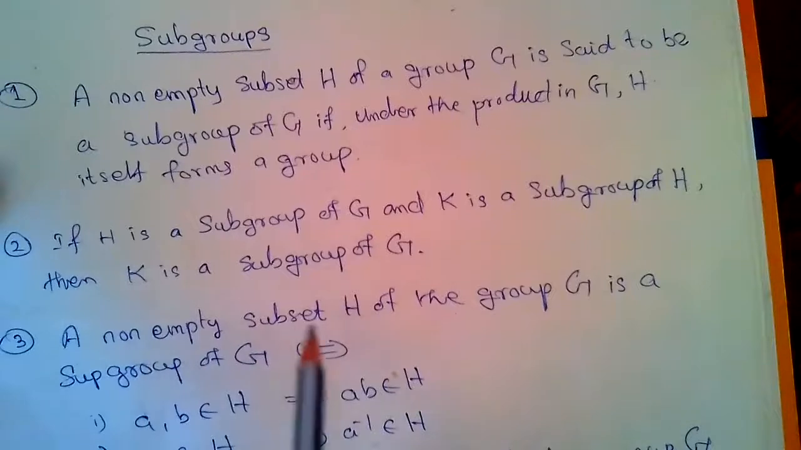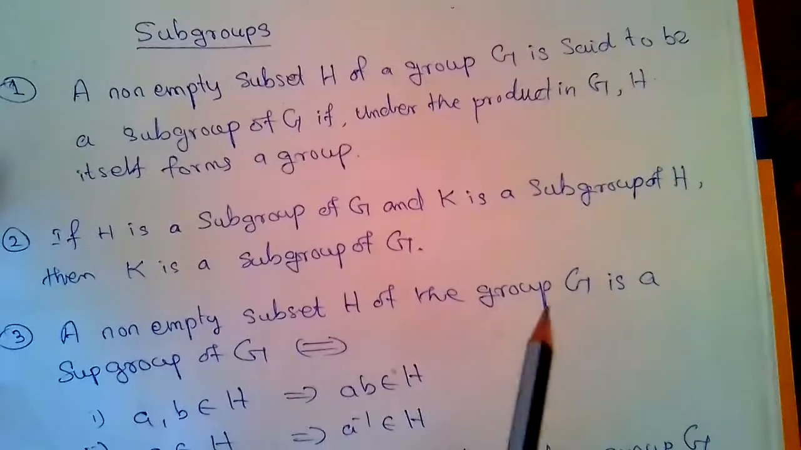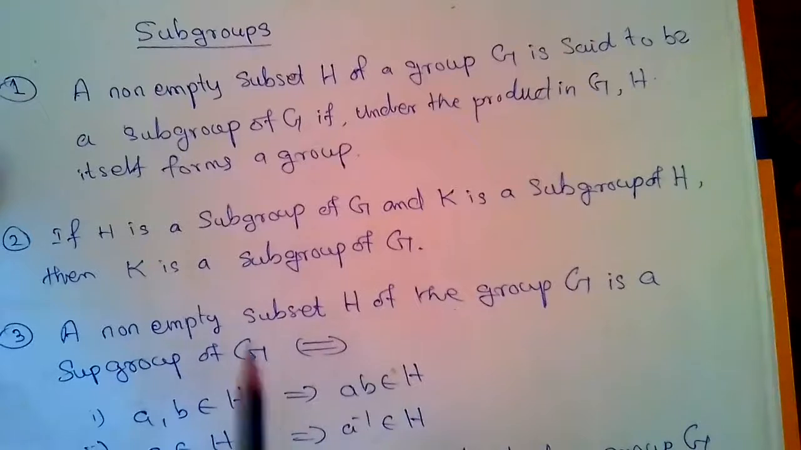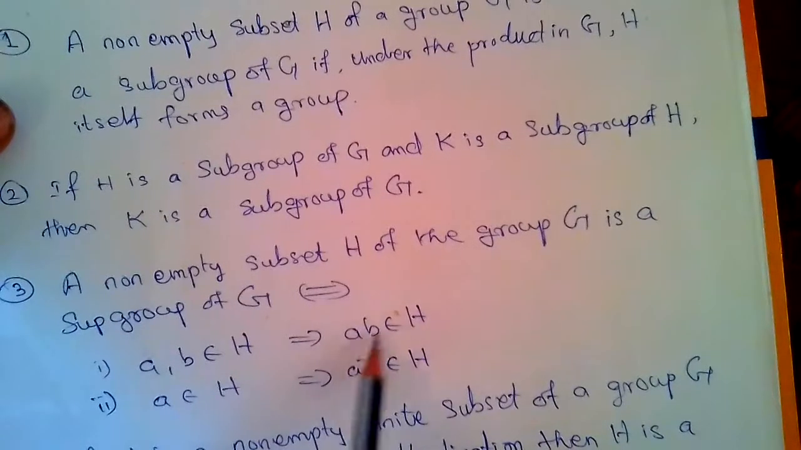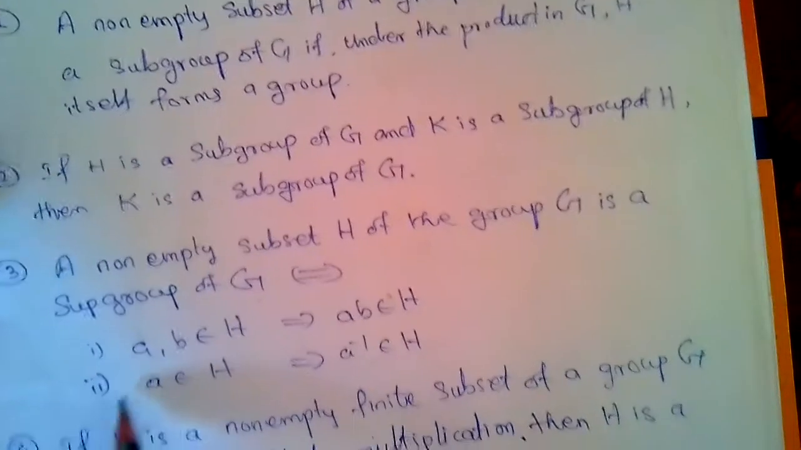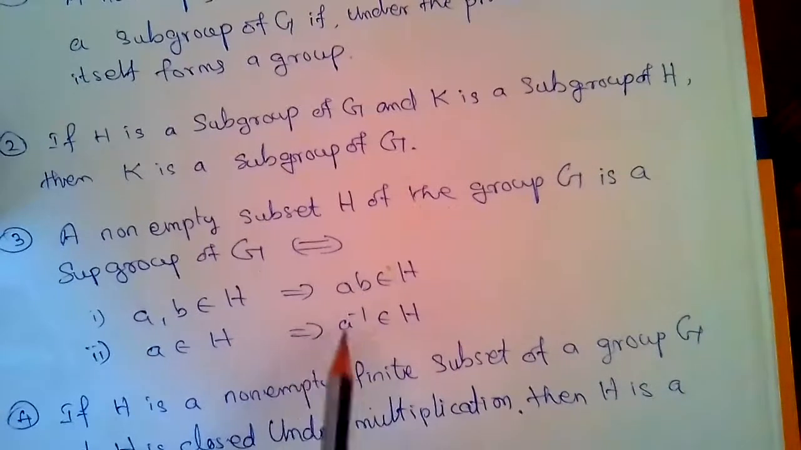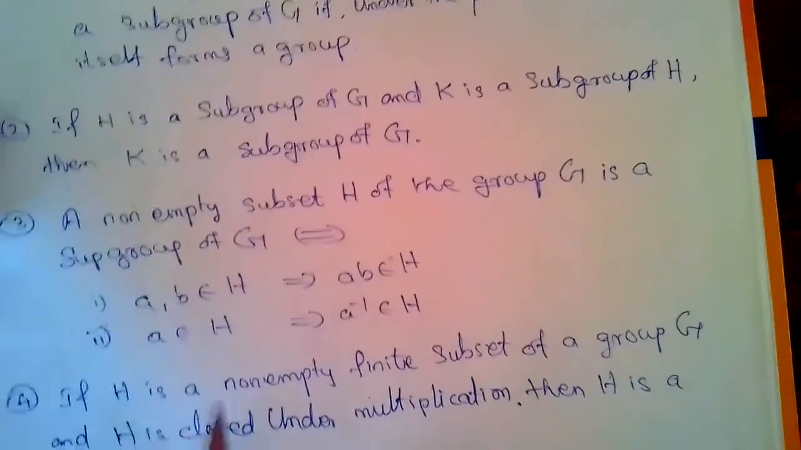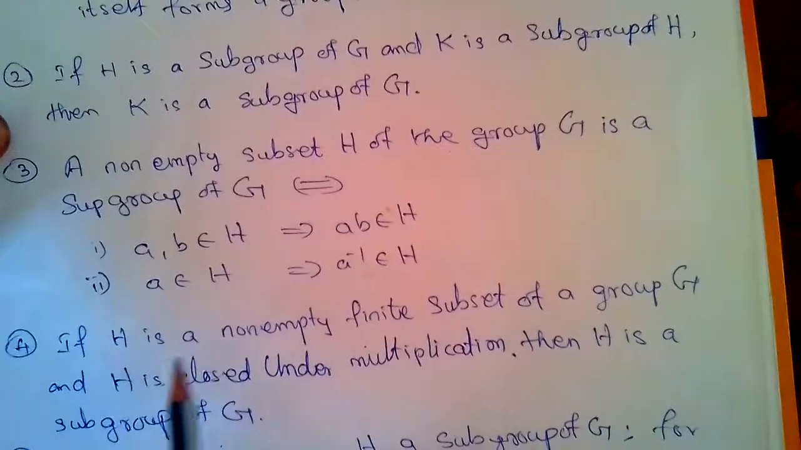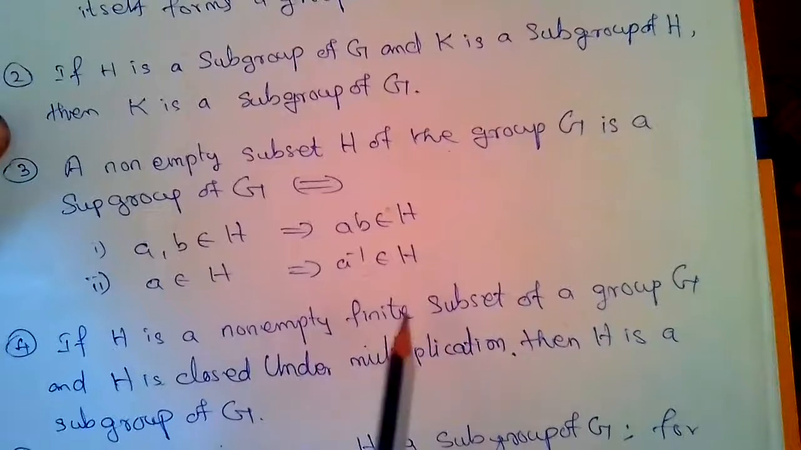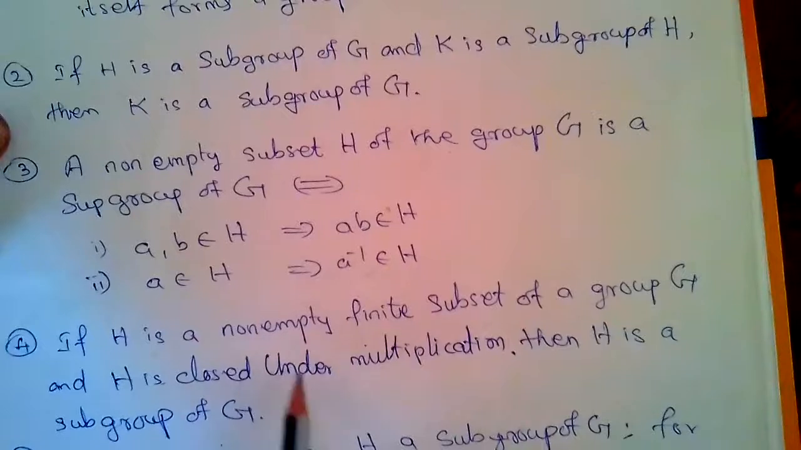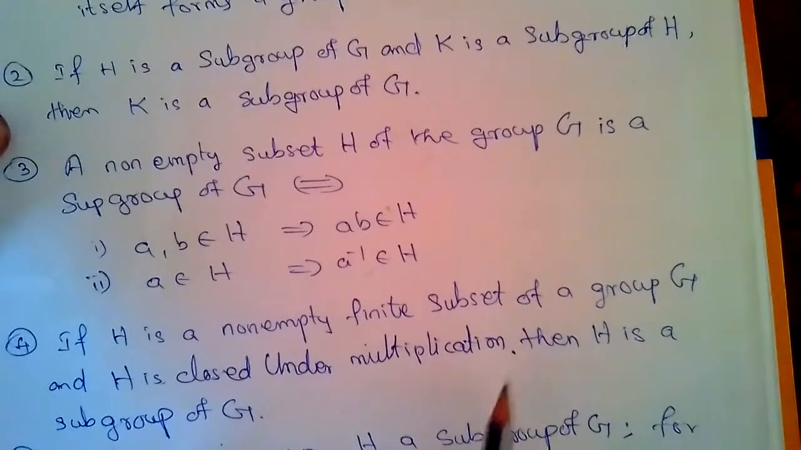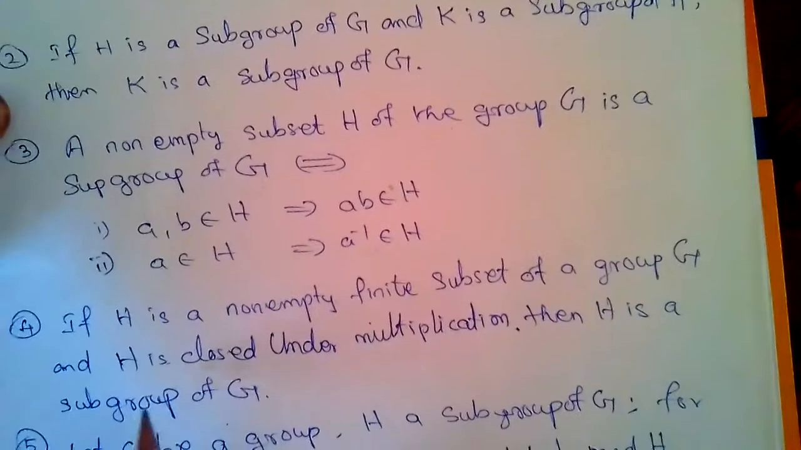A non-empty subset H of a group G is a subgroup of G if and only if a, b belongs to H implies ab belongs to H, and a belongs to H implies a inverse belongs to H. If H is a non-empty finite subset of a group G and H is closed under multiplication, then H is a subgroup of G.